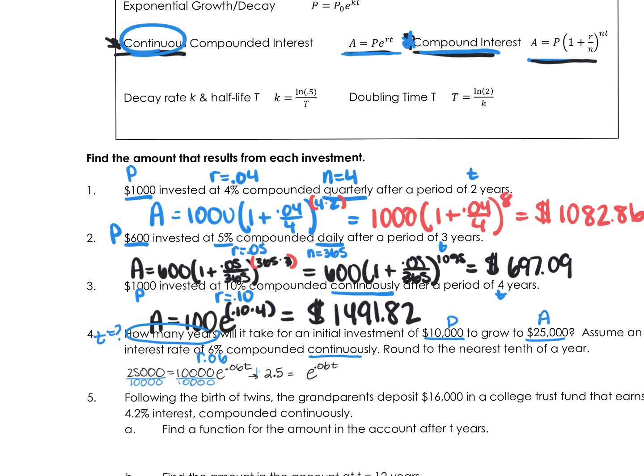And then we'll ln both sides to get rid of the e. That will cancel out the ln e. And so then we'll have ln of 2.5 is equal to 0.06 t. And then the last step will be divide by 0.06. And if you type that into your calculator exactly as is, you should get t is equal to 15.3 years. It says round to the nearest tenth, so that's 1 decimal place. So we're rounding this spot and it stays at 3.